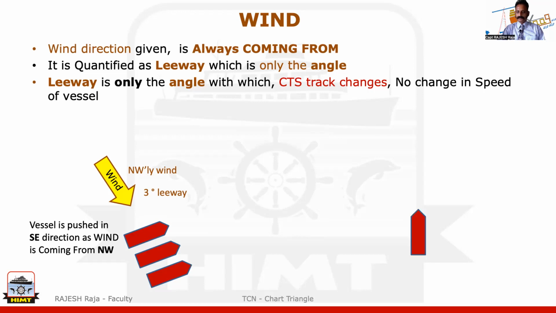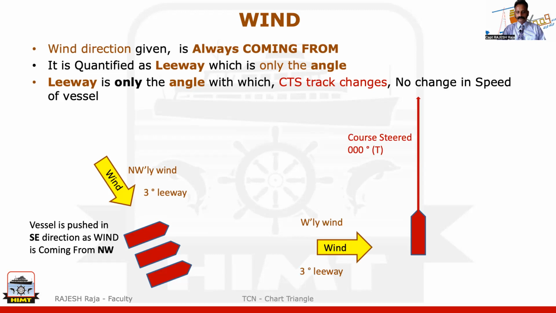So I'm giving an example. Let me say my vessel was moving due north, and I had a westerly wind with a leeway of 3 degrees. Now, this is what is going to happen to the vessel. I'm going to draw one more track, which is exactly 3 degrees on the downwind side. That means on the leeway side, the lee side. And this new track is what I'm getting because of the wind coming from westerly with a 3-degree leeway.